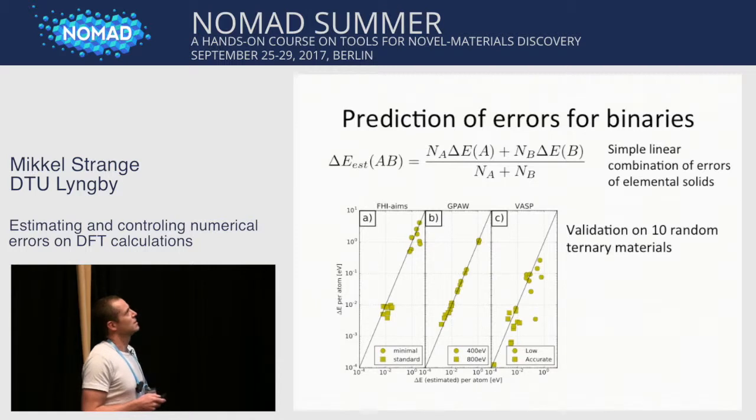So here is kind of the test set. It says binary up here, but it's just ternaries. These are 10 systems we took randomly from NOMAD. And again you see the simple prediction works to some extent.